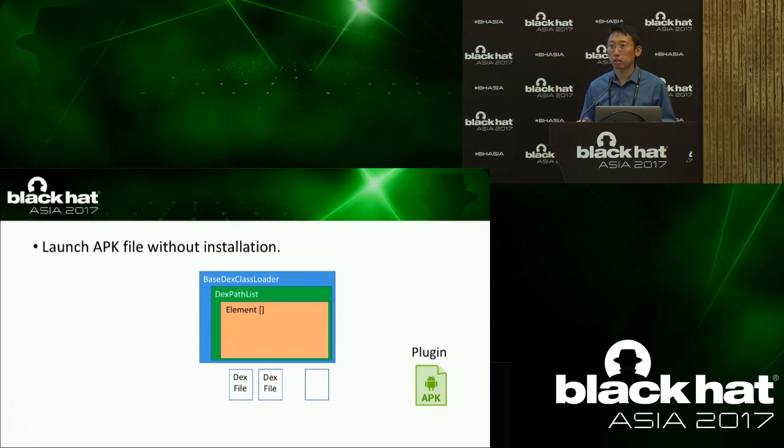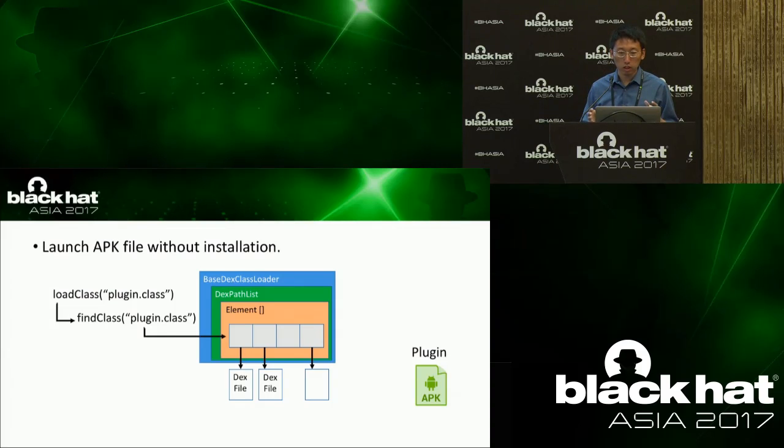Normally in the Android system, the APK or DEX file is loaded by a class loader. Once loaded, the class loader will save all of the paths of DEX files in a list called DEX elements. Whenever the class loader needs to load a class, it will try to find the class by scanning through this list using the class name. If it cannot find it in the current class loader, it will trace back to the parent class loader until the class is found.